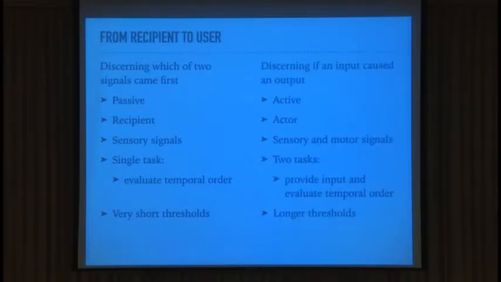But when you add an action, we become active. We're actors or agents in a process. We have intent and we have purpose. And then suddenly we have motor signals involved in this. And we get two tasks. We have to provide an input, and then we have to discern, was there a delay here or not? And these thresholds are typically very much longer. So we have, on the one side, perceived simultaneity or synchrony. Does this happen at the same time? Or we have the sense of agency. Am I the agent causing this thing to happen?